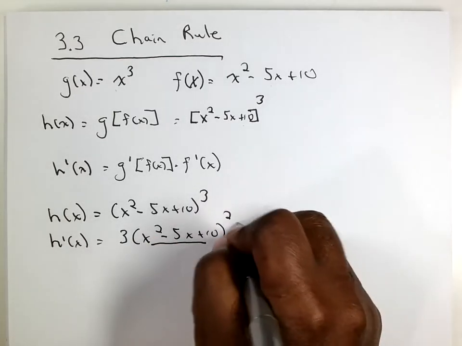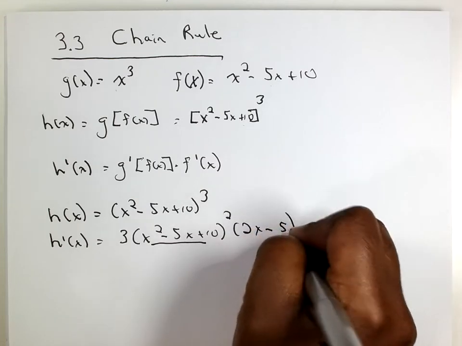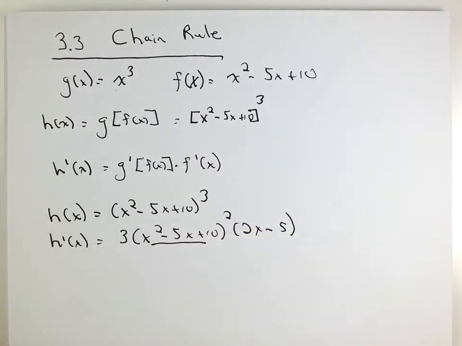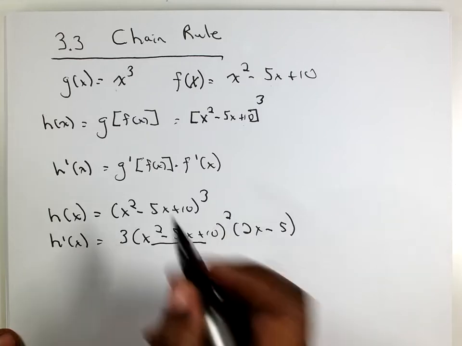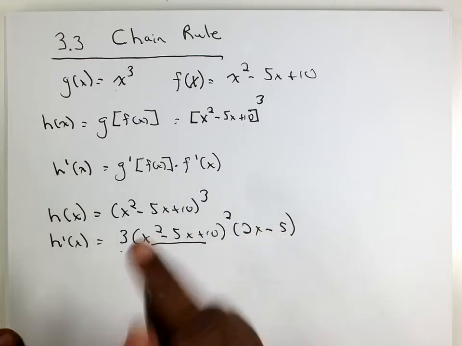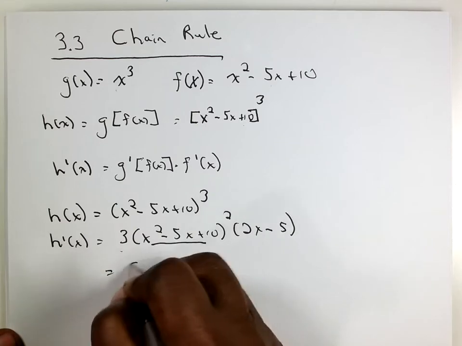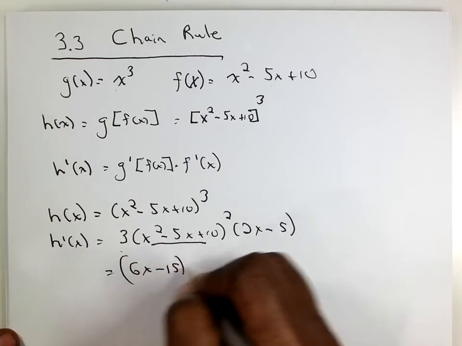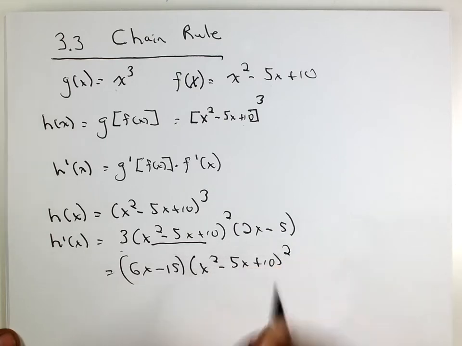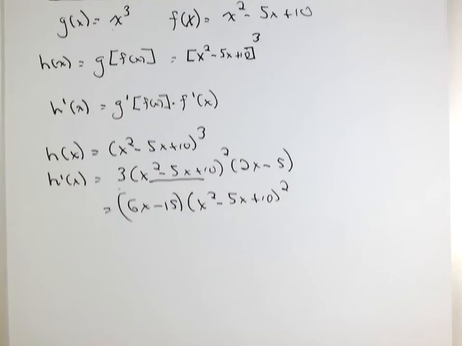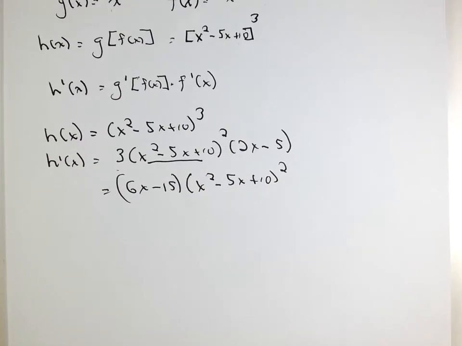So derivative of x squared is 2x. And then derivative of negative 5x is just negative 5. So the most I ever want to do when I have something with a power like this, because it gets messy, is I can multiply these two pieces together. So I would get 6x minus 15, and that's just multiplied by x squared minus 5x plus 10 quantity squared. So the outside function, we took the derivative first, and then we went back and took the derivative of the inside function.